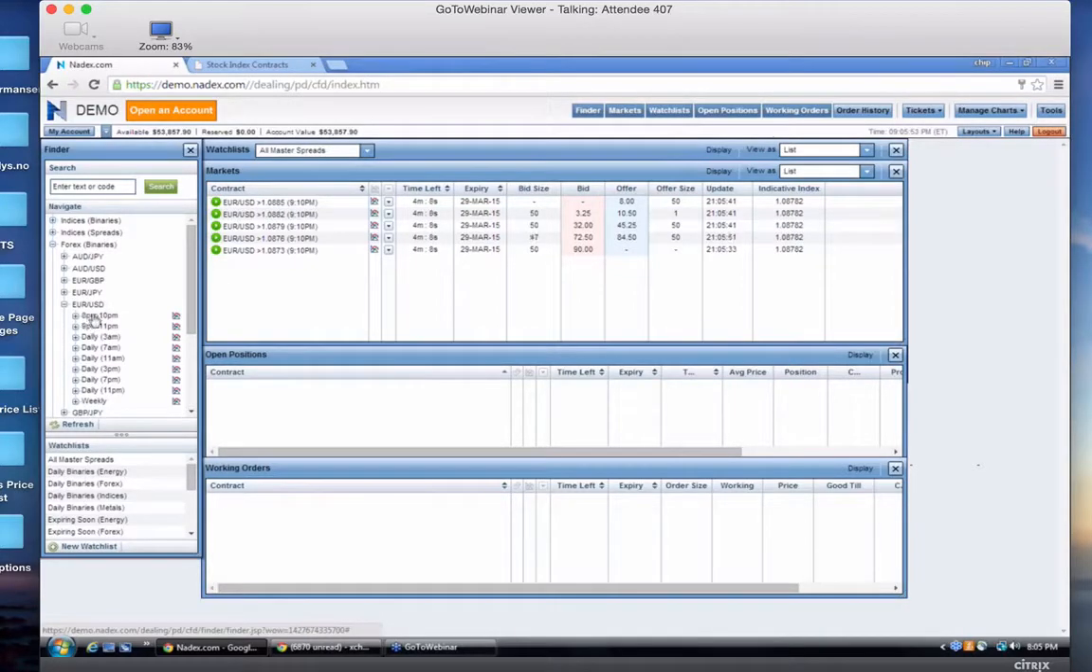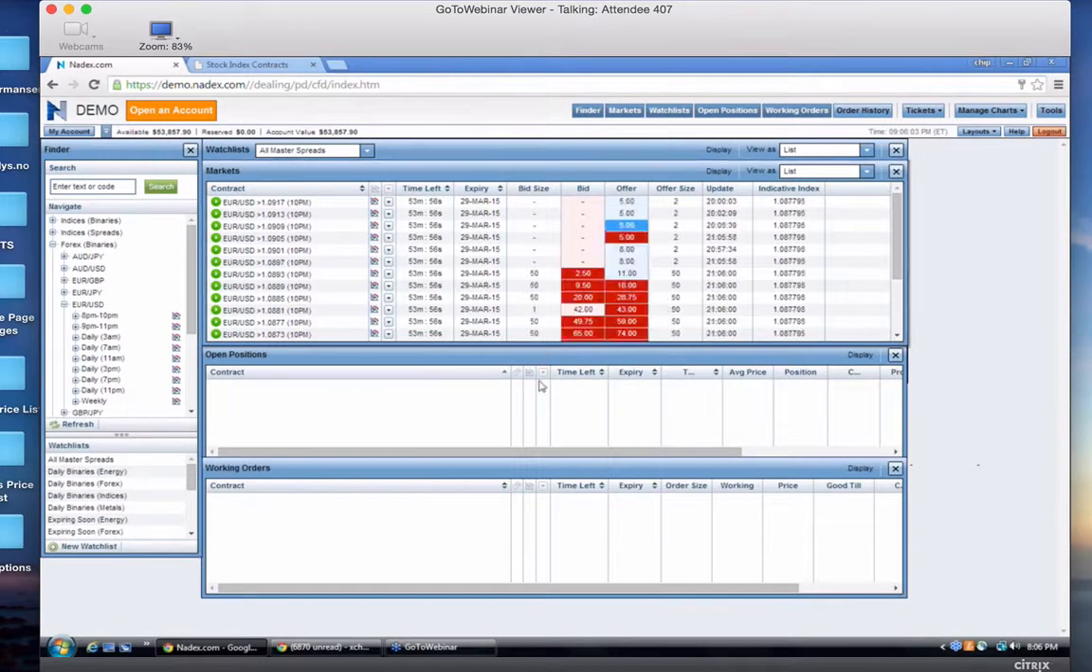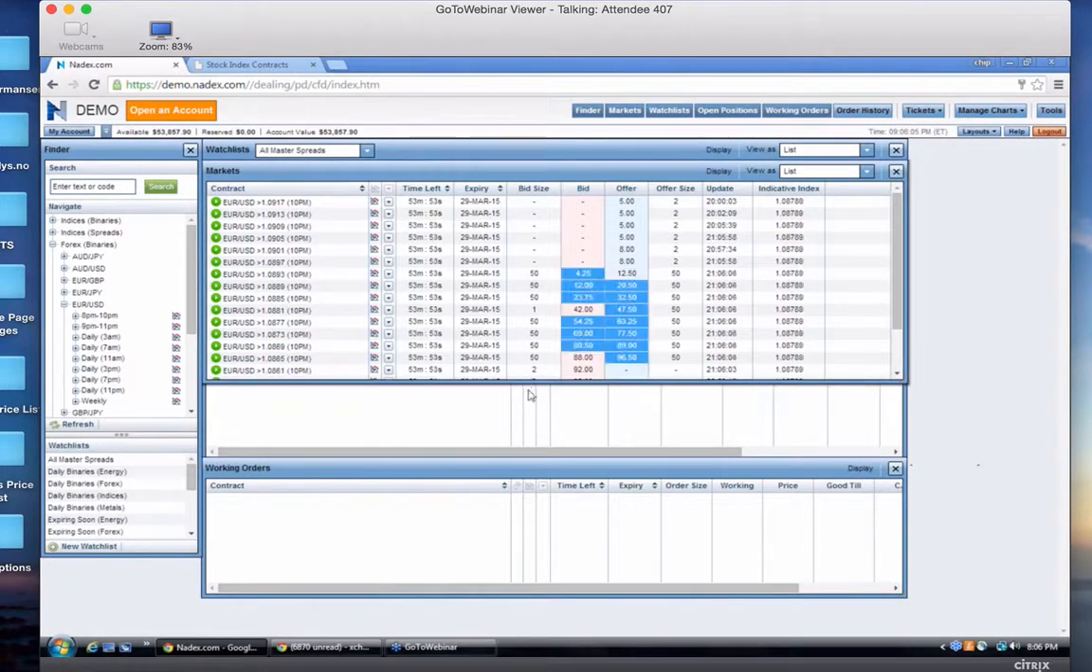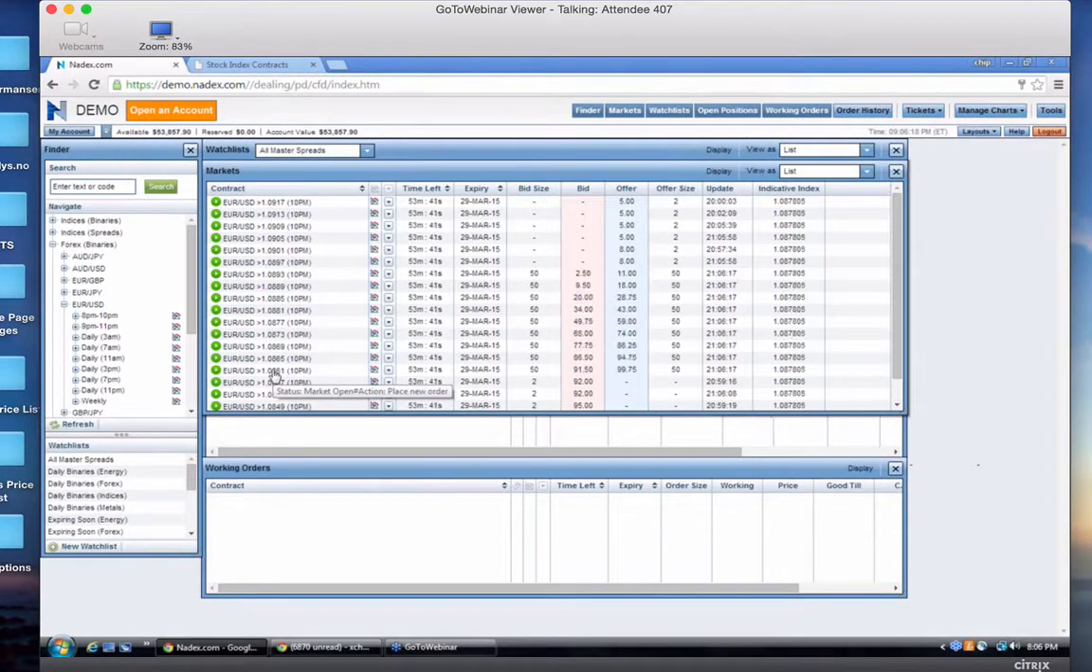So 8 p.m. to 10 p.m., that's the time period the binary is available. You click here, and then over to the right, if you saw that all pop up, these are all the strikes available to trade the binary. Now, our binary will have a payout at expiration of $100. It's either to the buyer or the seller.